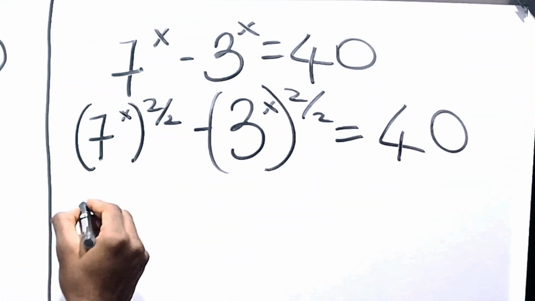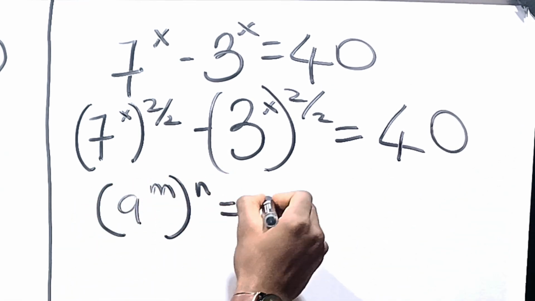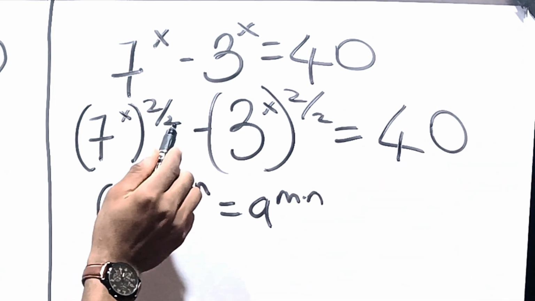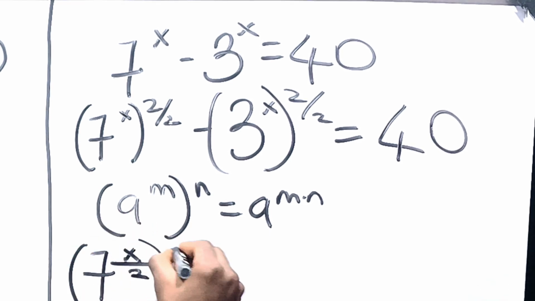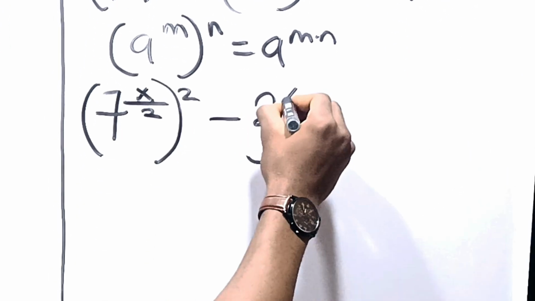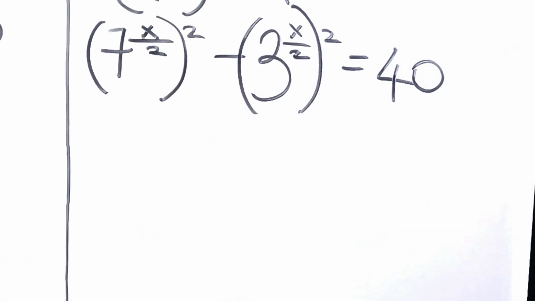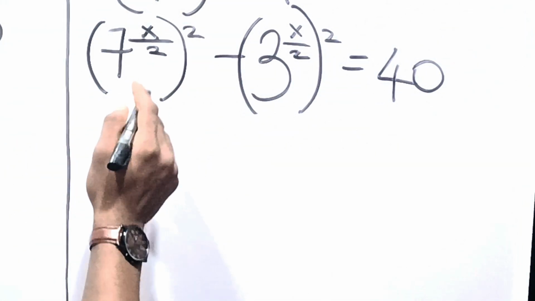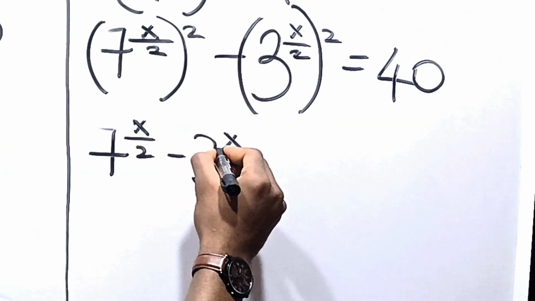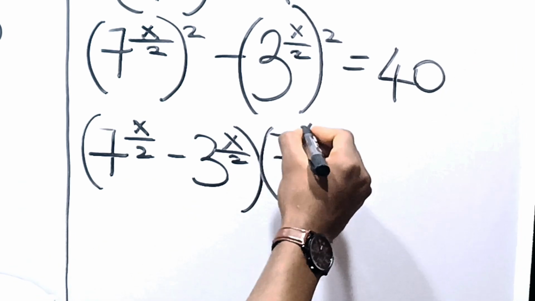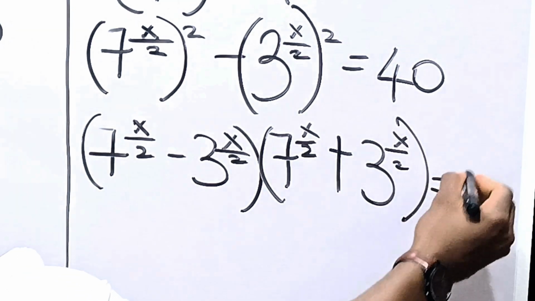Now, from the rule we said initially, a raised to power m all raised to the power of n is equal to a raised to power m multiplied by n. So let's multiply with the denominator and leave the numerator. We have 7 raised to power x over 2, all raised to the power of 2, minus 3 raised to power x over 2, all raised to the power of 2, is equal to 40. Now from here we can say that this is a difference of two squares. So we have 7 raised to power x over 2 minus 3 raised to power x over 2, multiplied by 7 raised to power x over 2 plus 3 raised to power x over 2, is equal to 40.